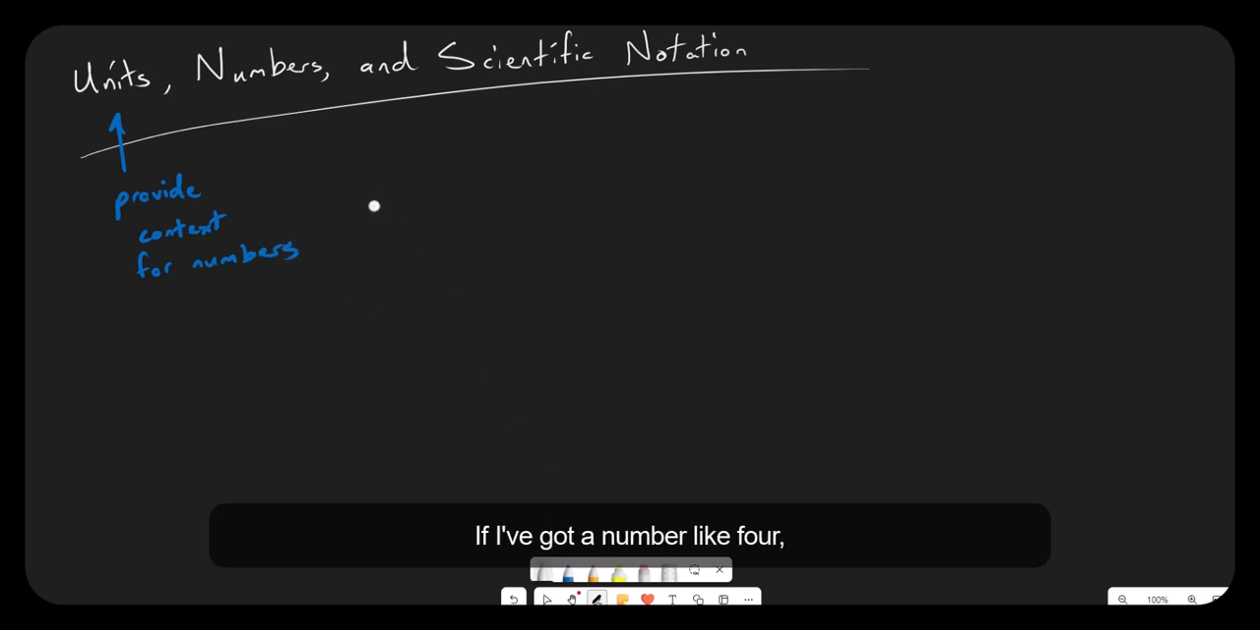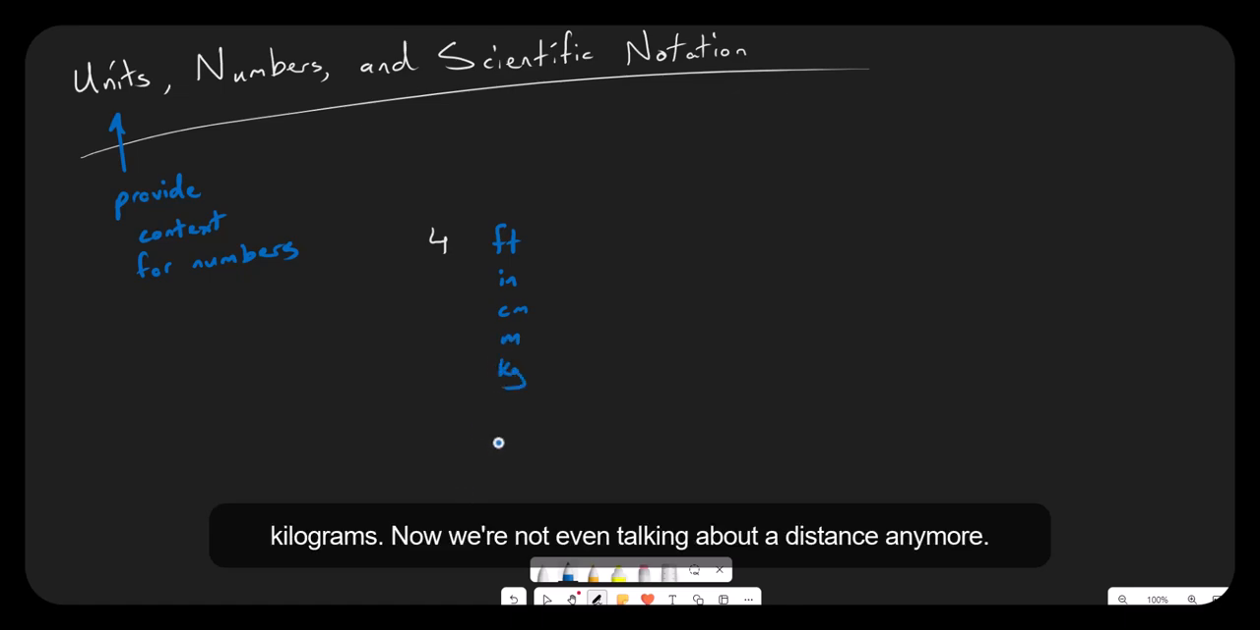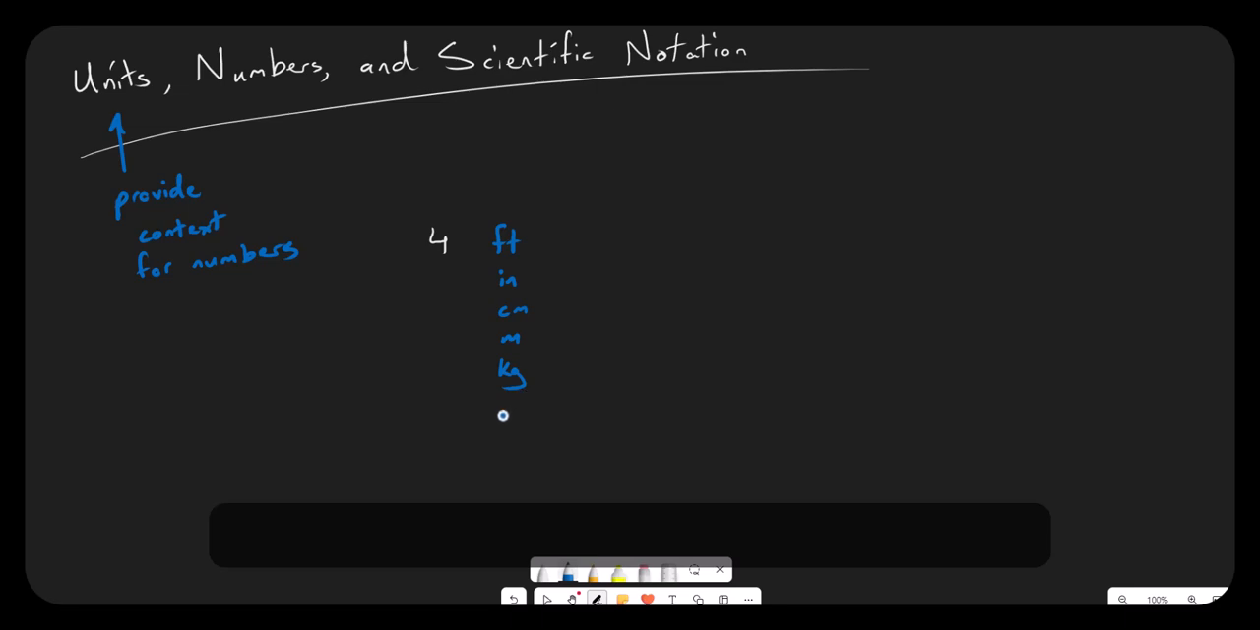If I've got a number like 4, it helps to know what that 4 represents. For feet, for inches, centimeters, meters, kilograms. Now we're not even talking about a distance anymore. Seconds. Now we're really talking about something different. The units are going to give a context for a raw number.